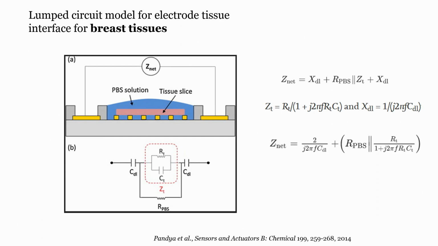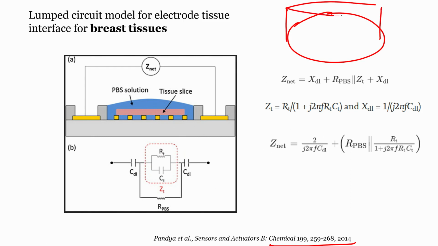So I have taken one example from a journal article. In this particular work, what they did was they created an electrode interface, and let's say this is a well. This is filled with PBS. PBS is phosphate, B is buffer, and S is saline.